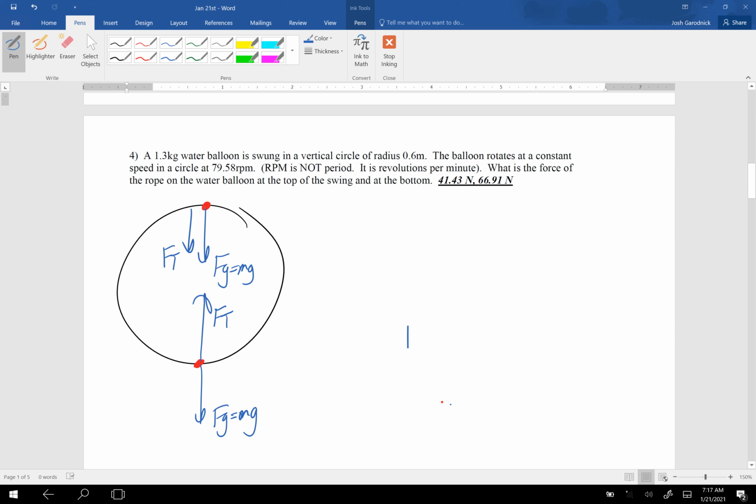Tension is always toward center. If you ever swung something on a rope and your hand is in the center, you are always pulling towards the center of that circle. Remember that toward center is positive. I'm actually going to take a second to say, hey, these are all positive. That's negative, the gravity at the bottom there.